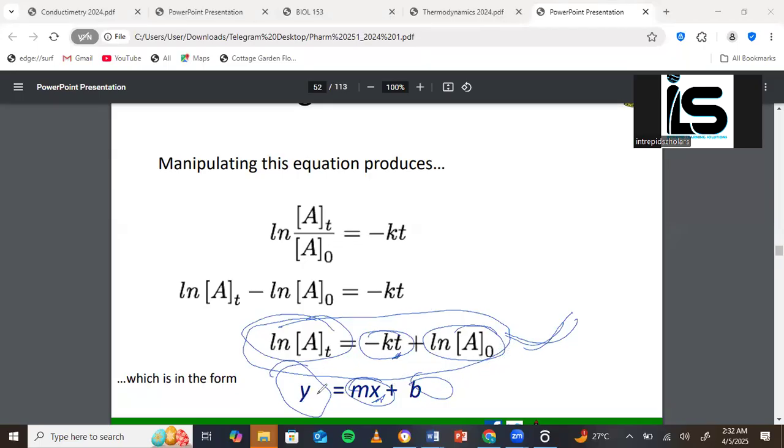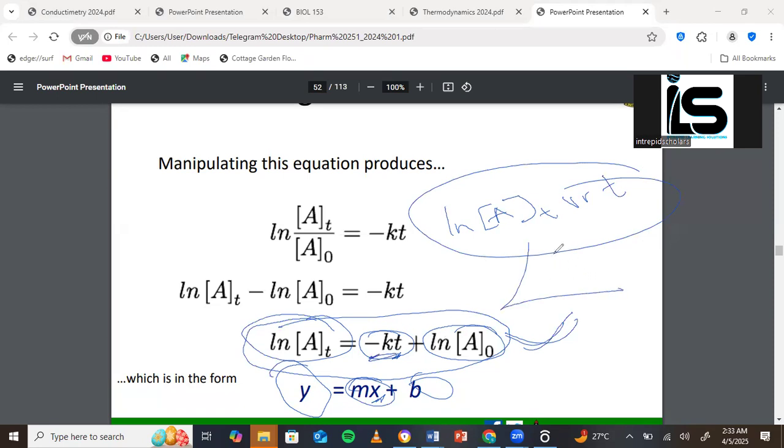And so what this means is that if we plot the natural log, that's the ln of A_t, versus time, we can produce a straight line with a negative slope. So if this is our graph, this will be our straight line, right? Negative slope, straight line like this, right? And so when we plot the ln of the concentration at t versus time, and we get a straight line with a negative slope, then it means that process is a first order reaction.